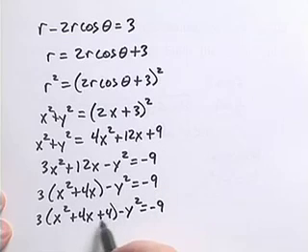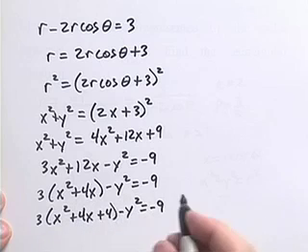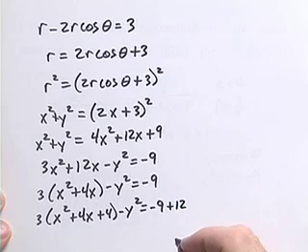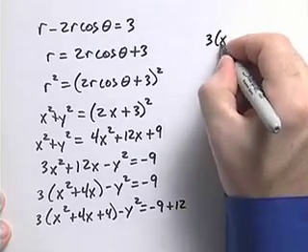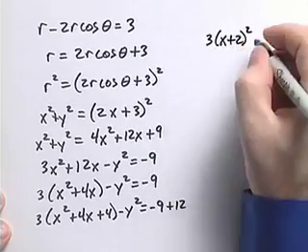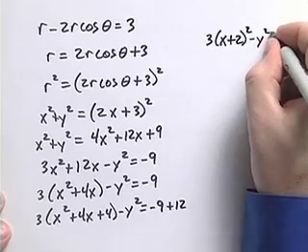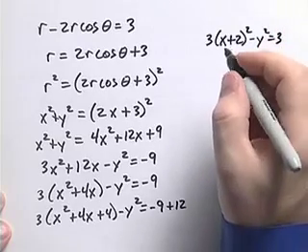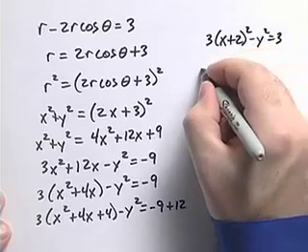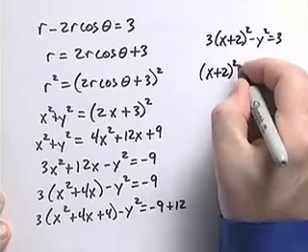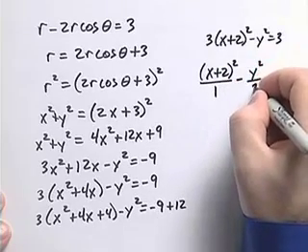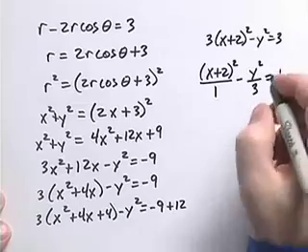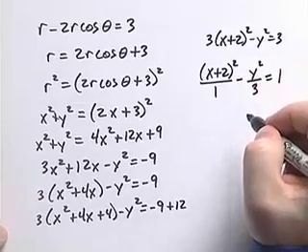Now that's not enough. Since we've added something in here, we need to note that we're really adding 3 times 4 to this side. 3 times 4 is 12, so we need to add 12 to the other side as well. That's going to give us 3 times x plus 2 quantity squared minus y squared equals 3. And if we divide both sides by 3, we'll get x plus 2 quantity squared divided by 1 minus y squared divided by 3 is equal to 1. And that's our rectangular equation for the hyperbola.